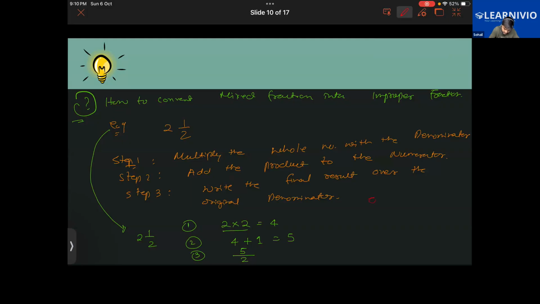Sir, how do you do this? This is proper to improper? No, this is a mixed fraction into an improper fraction. Sir, later can you tell me how to do an improper fraction to a mixed fraction? Yeah, sure. We'll be learning about that also, how to convert from an improper fraction to a mixed fraction.